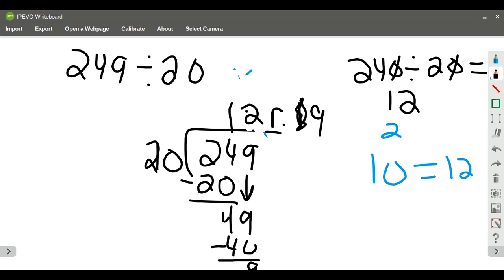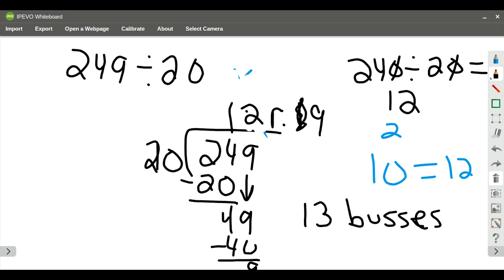Okay, and so if I look at this, it says how many buses are needed. My answer is not going to be 12 buses because I have this remainder 9. My answer is going to be 13 buses because I have to have a bus for those other 9 students.